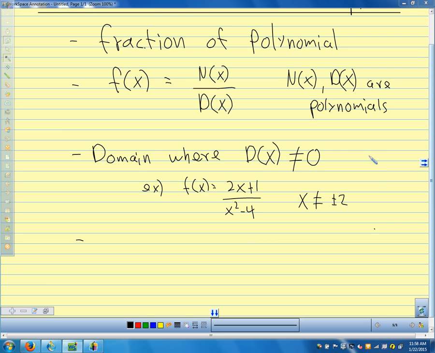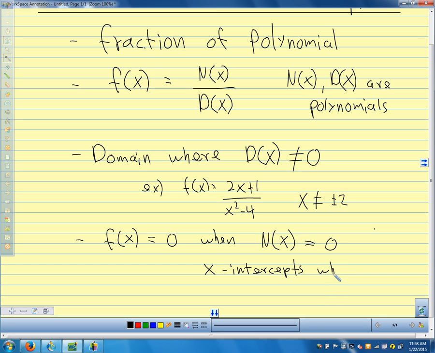What would make this function equal to 0? The numerator equals 0. f of x equals 0 when the numerator equals 0. When our function equals 0, what does that tell us about our function? x-intercepts. So this gives us our x-intercepts. So if the problem asks you to find the x-intercepts of the graph of this function, it's asking you where the numerator is equal to 0. That's going to be our x-intercept.